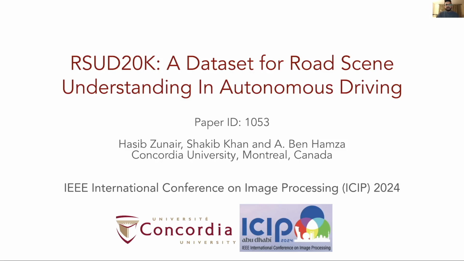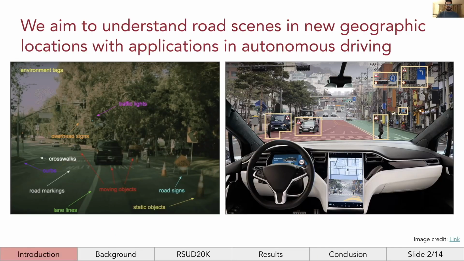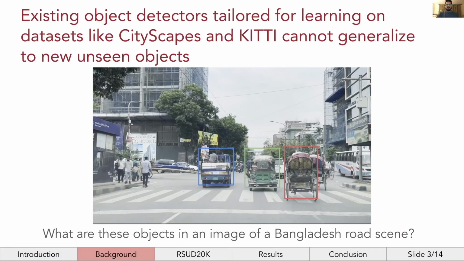So today I'll be presenting our work RSUD20K, a dataset for road scene understanding in autonomous driving. In this work, we aim to understand road scenes in new geographic locations with application in autonomous driving. Existing object detectors tailored for learning on datasets like Cityscapes and KITTI cannot generalize to new unseen objects.